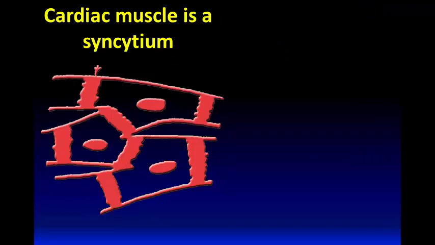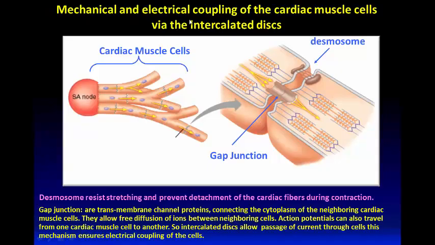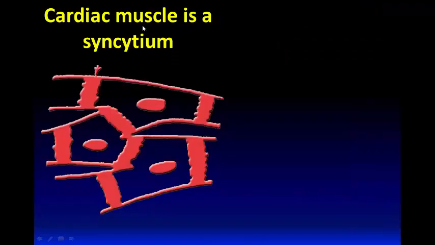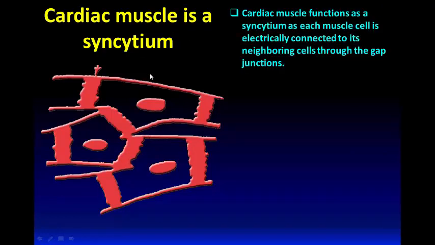It is because of this synchronization of the cardiac muscle fibers, the synchronization of the contractions of the cardiac muscle fibers, and the mechanical and electrical coupling of the cardiac muscle cells via the intercalated discs, that cardiac muscle functions as a syncytium. So cardiac muscle functions as a syncytium, as each cardiac muscle cell is electrically connected to its neighboring cells through the gap junctions.